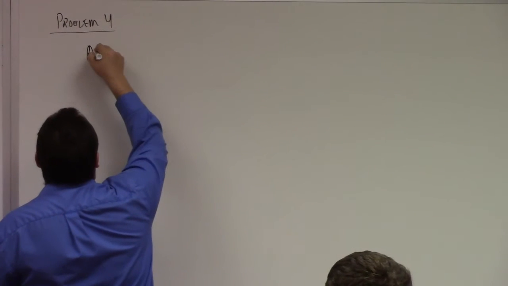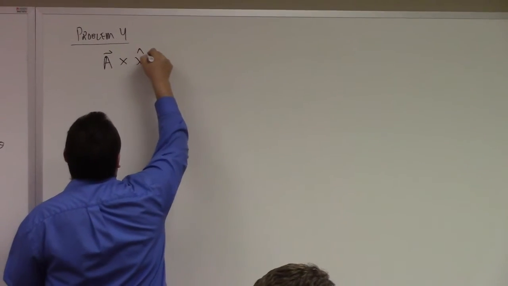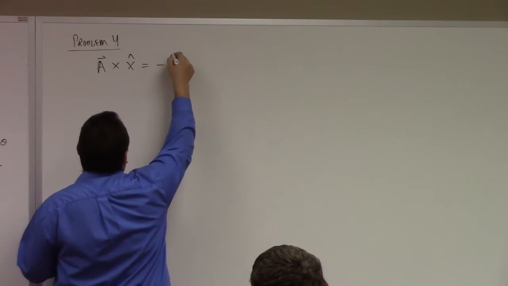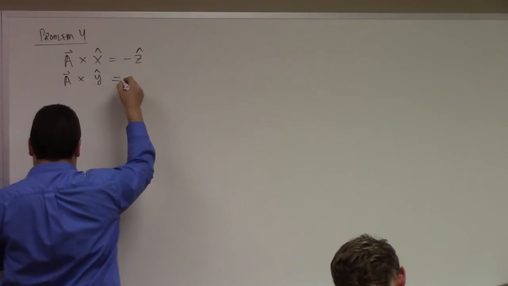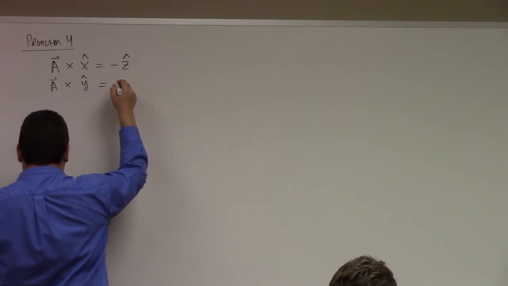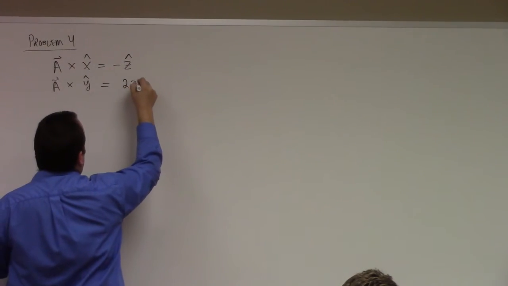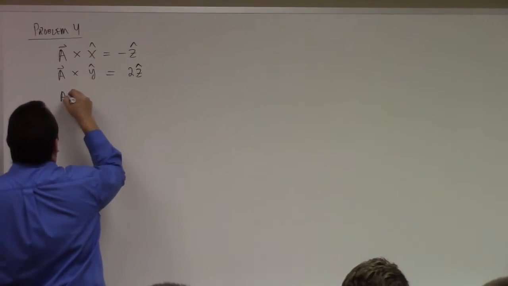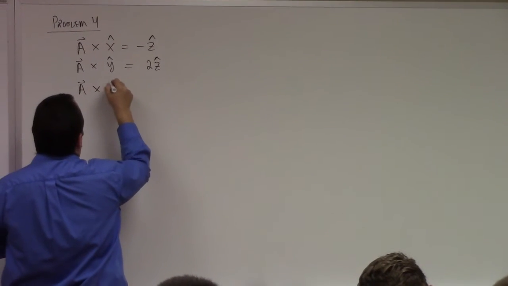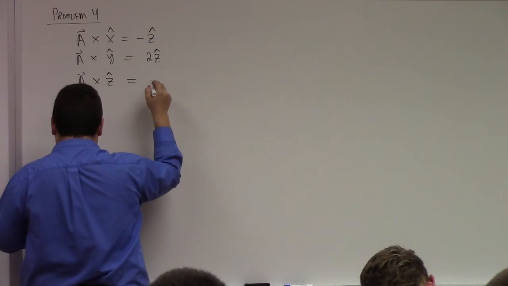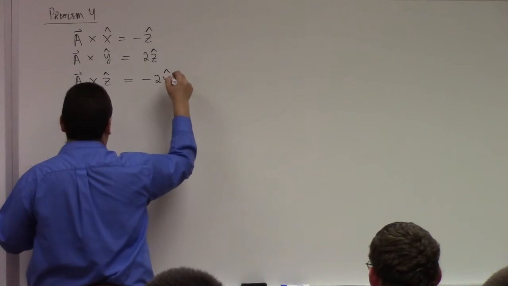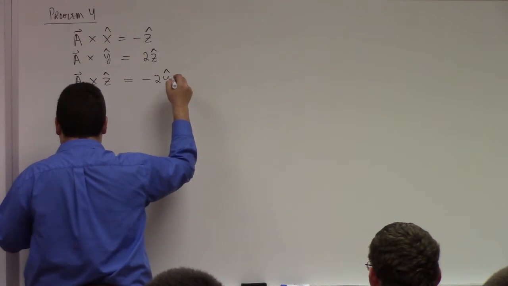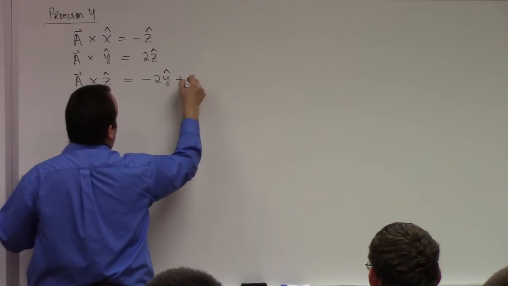So suppose you're given that A cross x hat is equal to minus z hat. You're given that A cross y hat is equal to 2z hat. And you're given that A cross z hat is equal to minus 2y hat plus x hat.